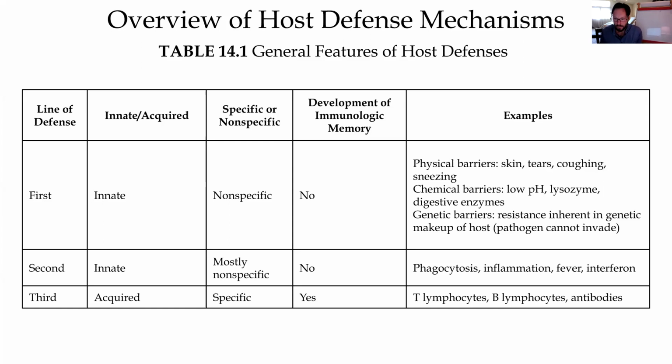Second line: phagocytosis, inflammation, fever, and interferon. Okay. Third line: T cells, B cells, and the antibodies that are produced. Be able to know these differences, be able to explain and recognize examples of first, second, and third lines of defense.